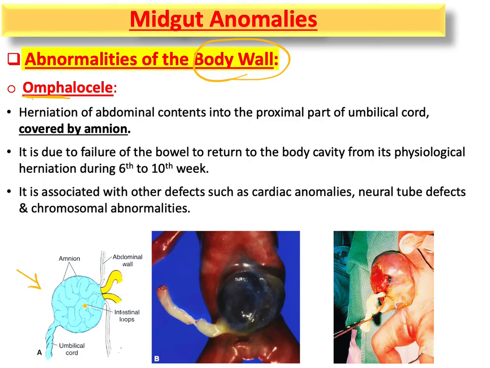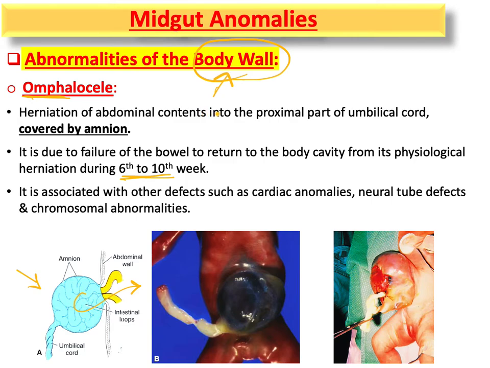You remember from the lecture that the first process in the development of the midgut is that the primary intestinal loop herniates outside into the umbilical cord, but at the 6th to 10th week, the loops should return back to the abdominal cavity. The failure of retraction of the intestinal loop and contents into the abdominal cavity leads to omphalocele. Okay, what else do we have?